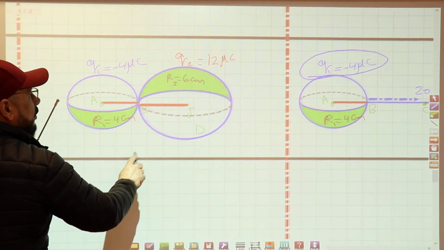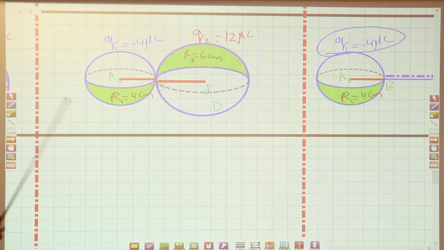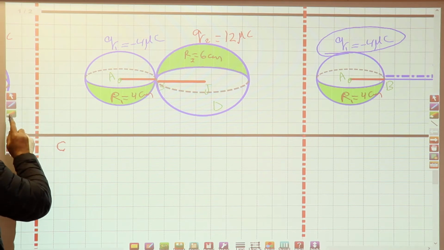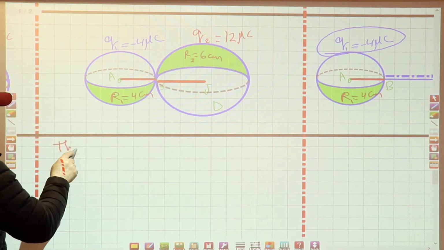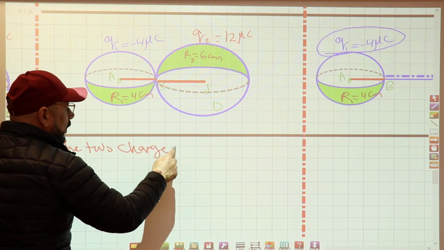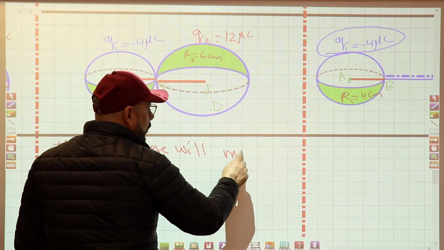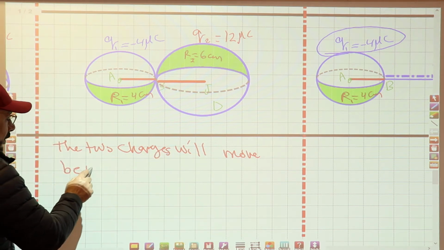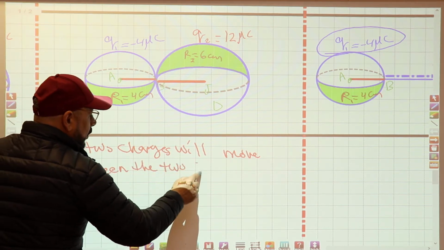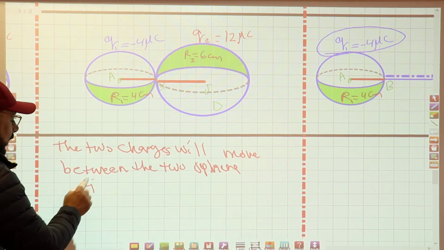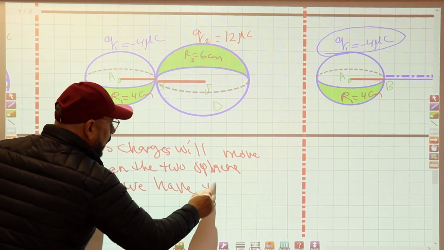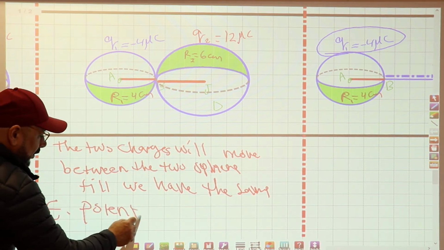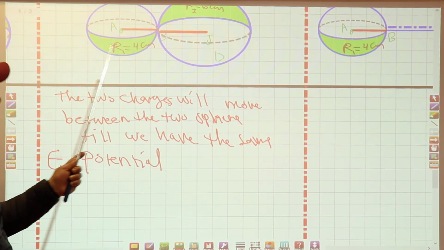Okay, here, since there's a contact between the two conductors, we used to talk about conductors, the charges will move between the two spheres till we have the same potential for both. Same what? Electric potential. Electric potential. Then, what's going to happen? The two charges are going to move between this and this.